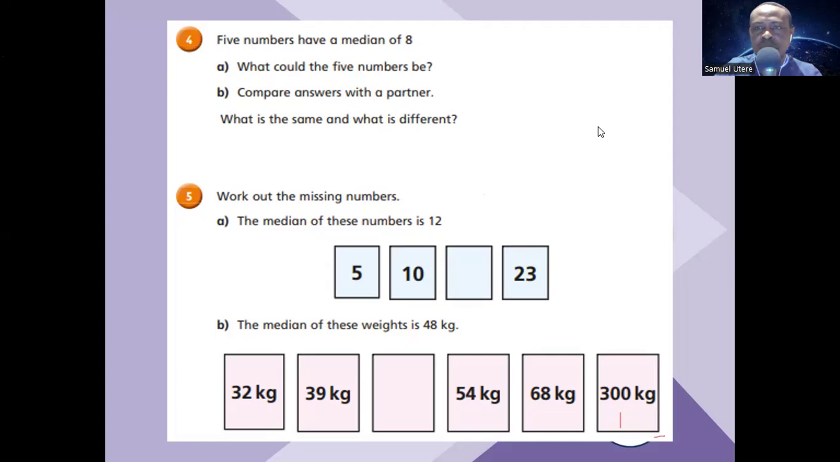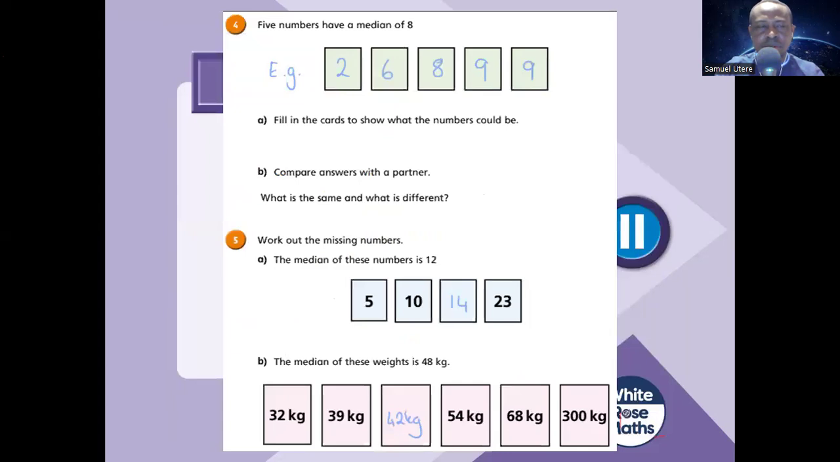Okay. Assuming you've paused the video and worked through questions 4 and 5, here are the answers. Let's discuss them. For question 4, you're asked: 5 numbers have a median of 8. Fill in the cards to show what the numbers could be. Of course, you can draw 5 cards and write 8 in the middle, and then any numbers less than 8 and any numbers greater than 8 should do. And here are your answers. Someone else could have a different result for their cards.